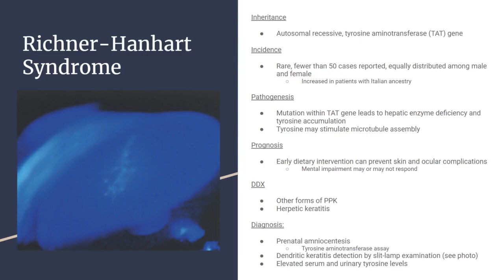If you do dietary intervention, you can probably get away pretty easily, avoiding or reducing your skin and ocular complications. But the key is just getting rapid evaluation, rapid diagnosis, and being able to identify that as the cause. You can do that through prenatal amniocentesis. You can do that through DNA analysis. You can do that through slit lamp exam and seeing dendritic keratitis, as well as elevated serum and urinary levels of tyrosine.